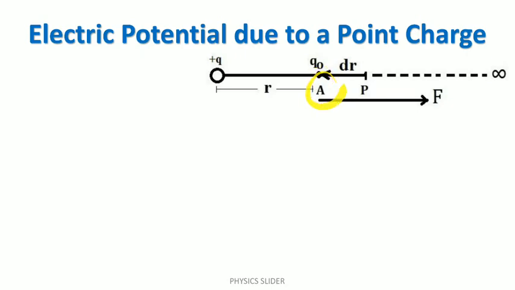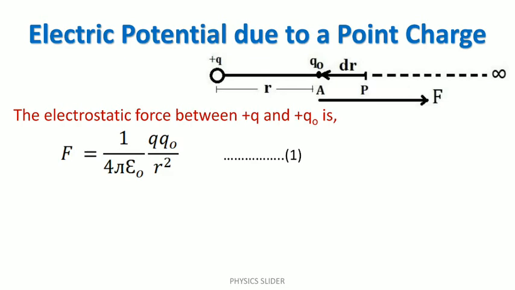So what we need to do, we need to place a test charge Q naught over here, and the electrostatic force between these two charges will be given as: the electrostatic force between plus Q and plus Q naught is F is equal to 1 upon 4 pi epsilon naught Q Q naught upon R square. Let us take this as equation 1.